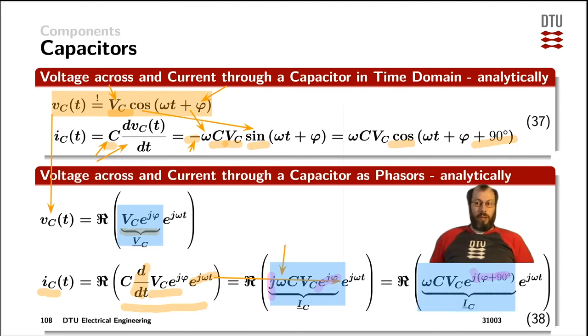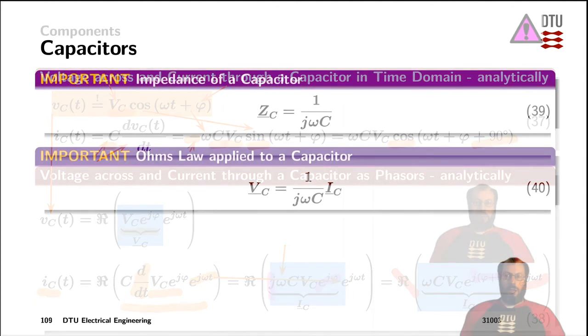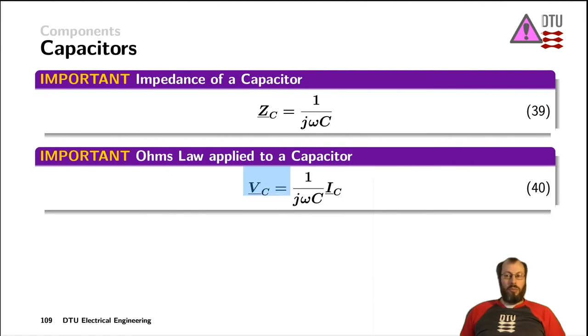Cutting off the extra information that we are not carrying along when we are calculating with phasors, that is the operation of the real part and the multiplication with e powered by j omega t, leads to Ohm's law applied to the capacitor in phasor notation here in equation 40. Hereby, the impedance of the capacitor can be abbreviated as Z_C, which is 1 over j omega C.